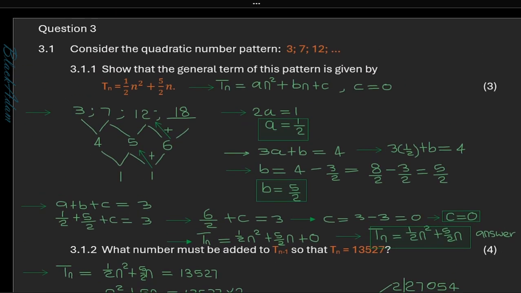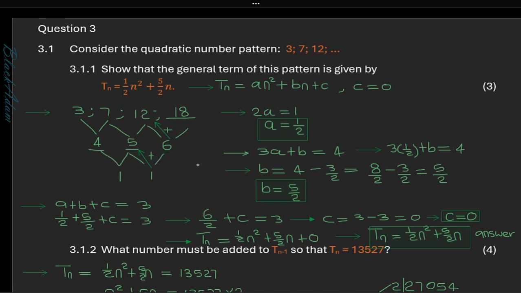So we need to know the first difference. The first difference there, we have 4, 5, and 6.